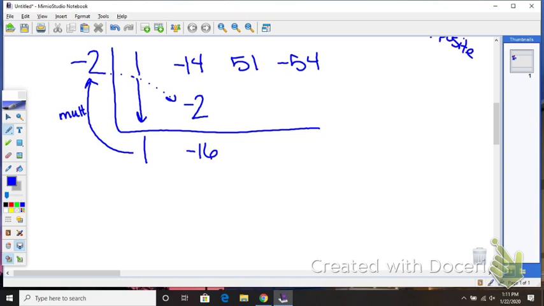Okay? Then we're going to take negative 16 and it's going to jump on the multiplication train here. And it's going to multiply with negative 2. What's negative 16 times negative 2? 32. That's going to go under the third column.